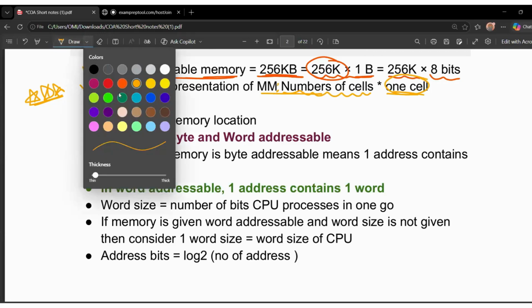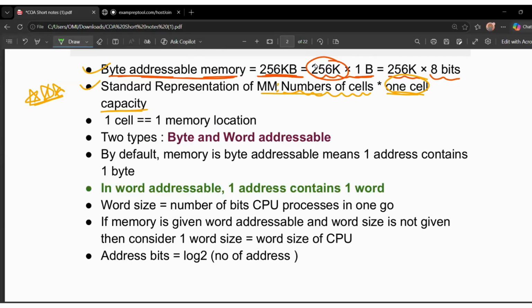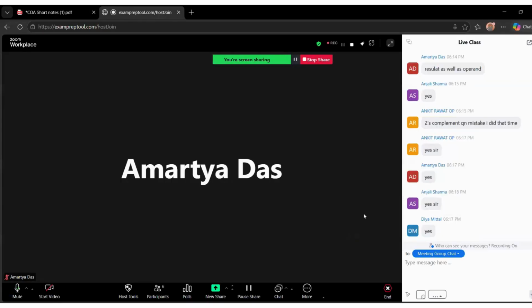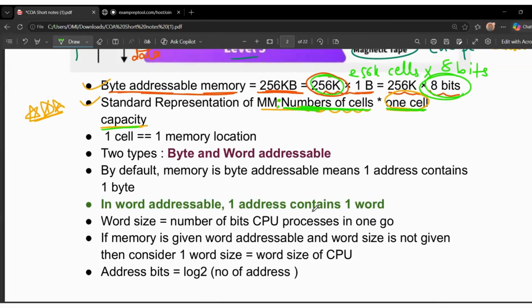With this topic, we have seen many PYQs. Here it will be 256K cells, and each cell will store 8 bits. So this is the standard representation: number of cells into one cell capacity.